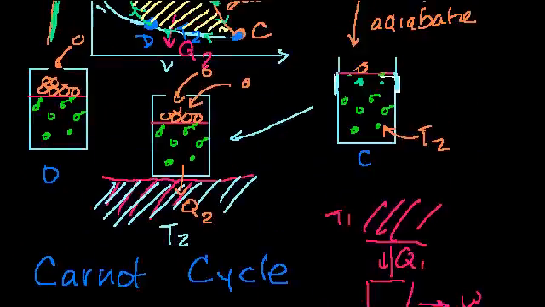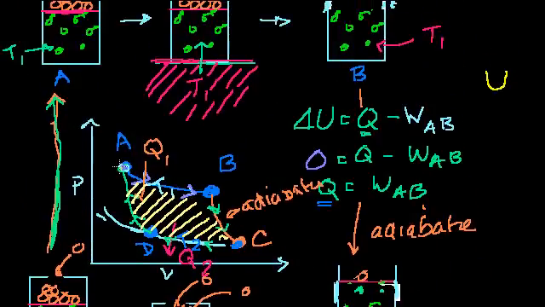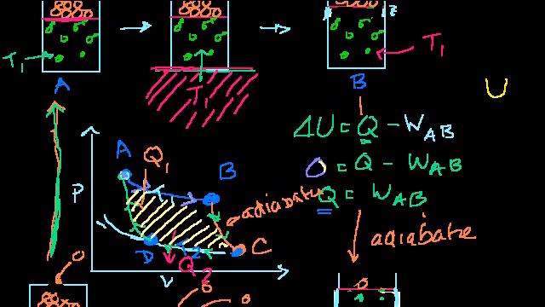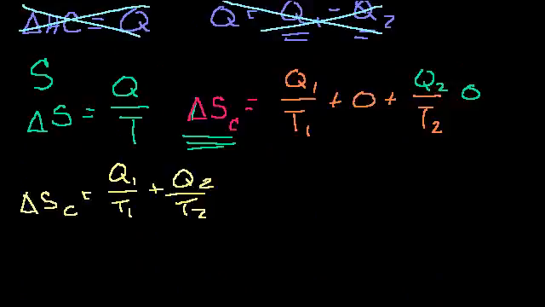Can we calculate Q1? Well, as we're on this top isotherm, our temperature doesn't change, so our internal energy doesn't change. If your change in internal energy is 0, then the heat added to the system is equal to the work done by the system. So it's the area under this curve, not just the area in the cycle. It'd be the whole area under the curve.